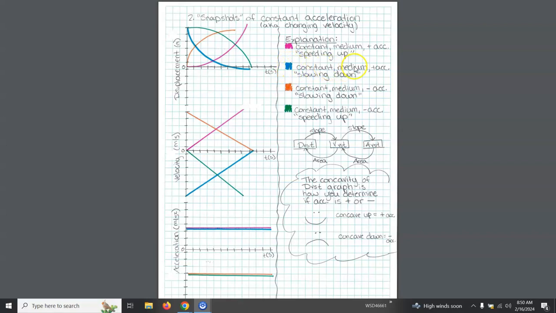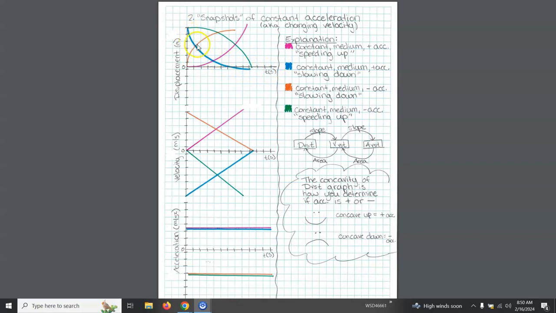Blue is constant, medium, positive acceleration, but it's slowing down. What that means is its velocity must be the opposite sign. So you guessed it, the velocity was negative. If we have a negative velocity to start, that means that we're going to have a negative sloping tangent line. See how this curve is sloping negatively but it's flattening out. It's getting less steep as time goes on, and eventually it will go nice and flat.